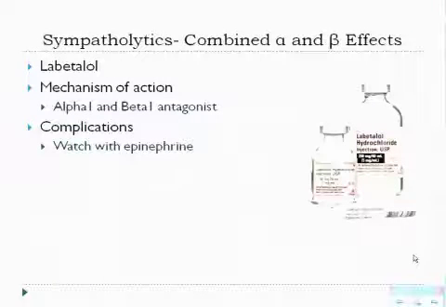You have sympatholytics that have combined alpha and beta effects. The best example of that is labetalol. Labetalol comes in 5 milligrams per milliliter as a dosage. Its main mechanism is that it blocks alpha-1 as well as beta-1. The complication is you have to be really careful with labetalol when you co-administer it with epinephrine.